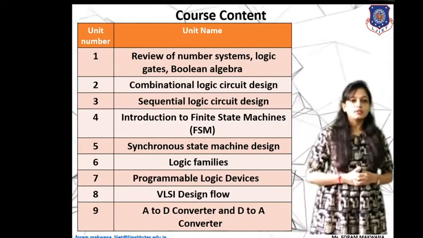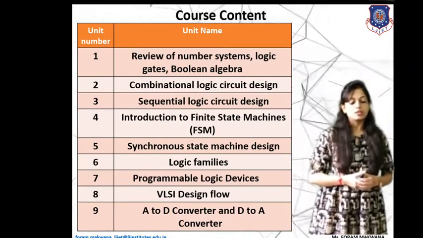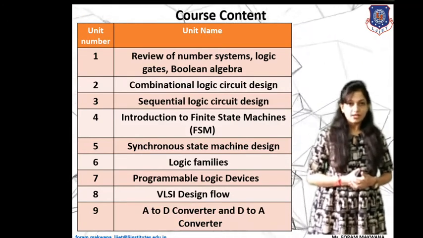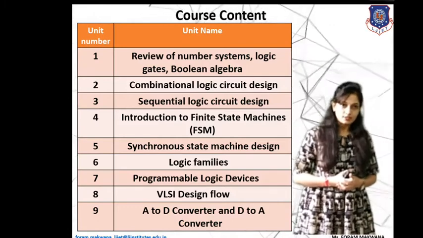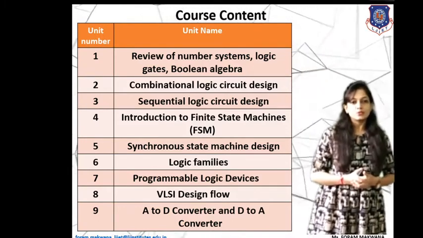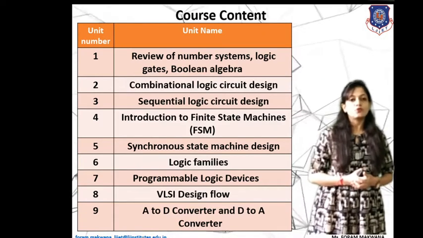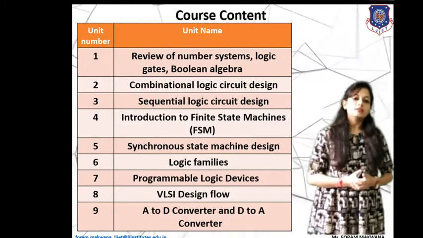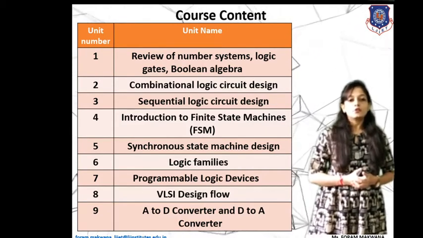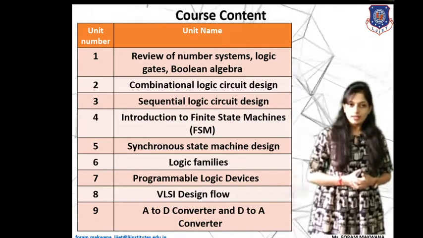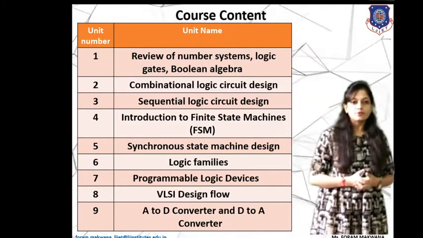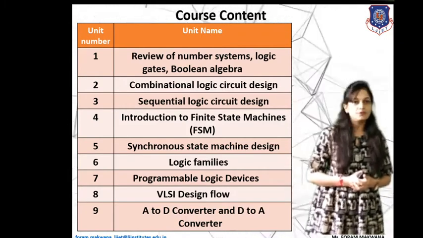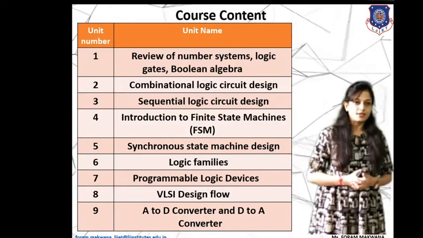Unit number 4, that is introduction to finite state machine. It is useful for designing sequential logic as well as modeling sequential logic circuit design. Unit number 5, that is synchronous state machine design, is useful for sequential counter designing. Unit number 6, that is logic families. In this chapter we will see different logic families like TTL, ECL, CMOS, as well as different characteristics of logic families like fan in, fan out, and noise margin.